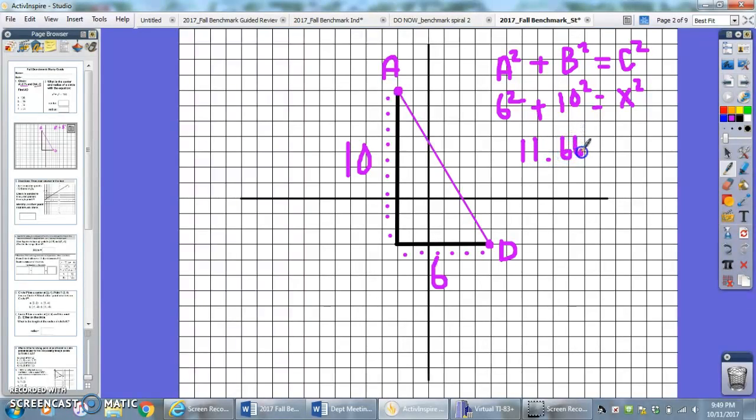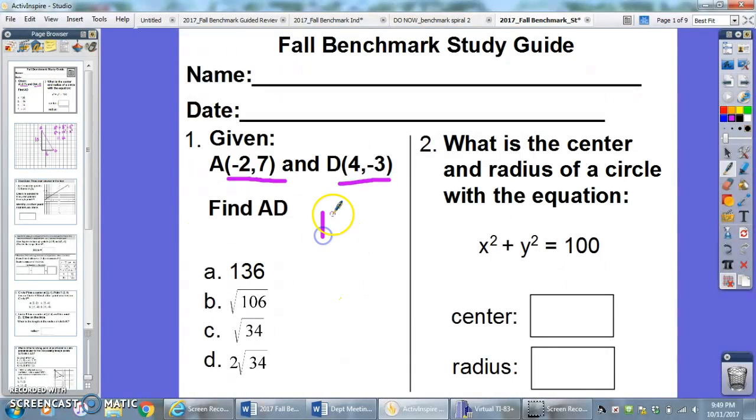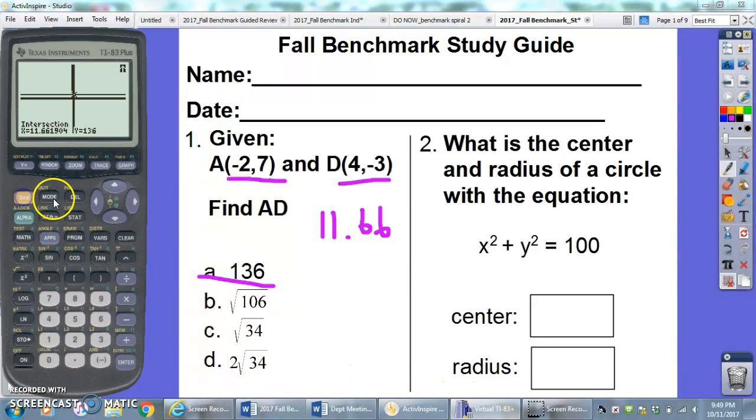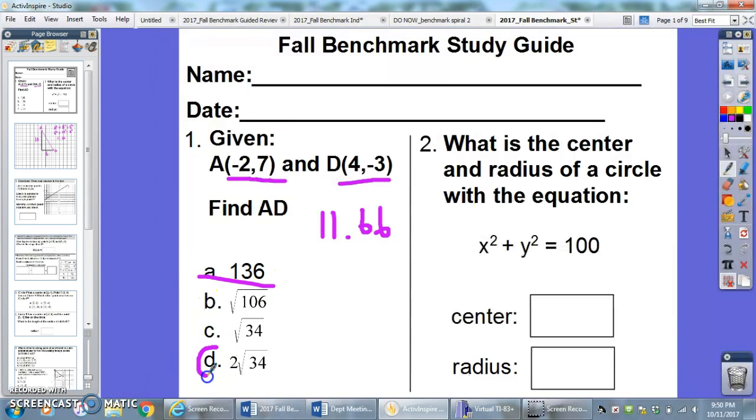Alright, so then we go back to the question, and it is a multiple choice question. So remember 11.66, so I got to figure out which of the radicals it matches to. So go back to my calculator, and I'm going to type in each of them one at a time. So the square root of 106 is equal to 10.29. Nope. The square root of 34 is equal to 5.8, so it must be the 2 square roots of 34. Yep, there it is, 11.66, so that's my answer, D.